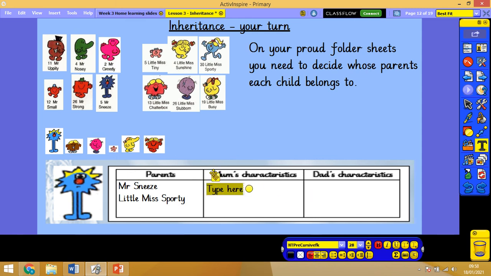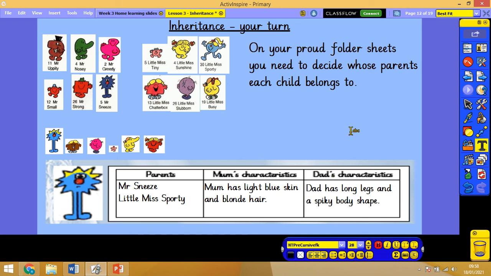Now, why do I think that? If I'm looking at Mum's characteristics, Mum has light blue skin and blonde hair. Dad's characteristics, Dad has long legs and a spiky body shape. Let's spell shape properly, include the vowel there. For each one, you just need to tell me exactly the same thing.